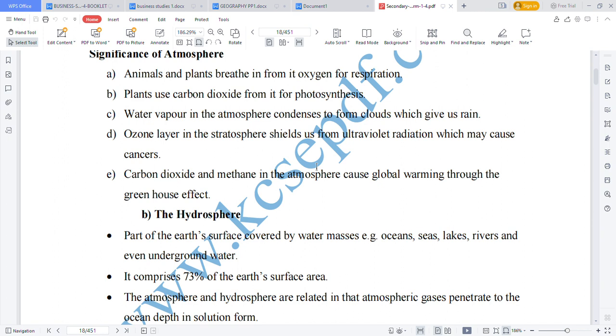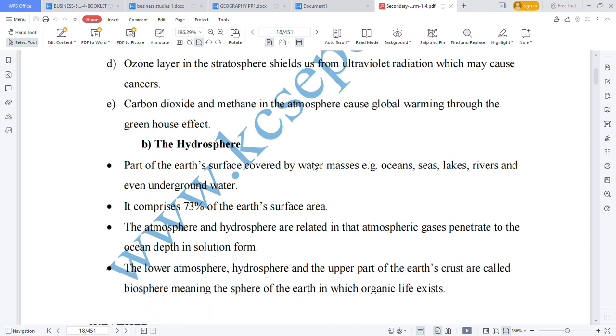So carbon dioxide and methane in the atmosphere cause global warming through the greenhouse effect. So those are the significance of the atmosphere. If you're told in the exam to give the significance, or to highlight the significance of the atmosphere, please do so by simply giving the answers you can see on the screen or you have heard.